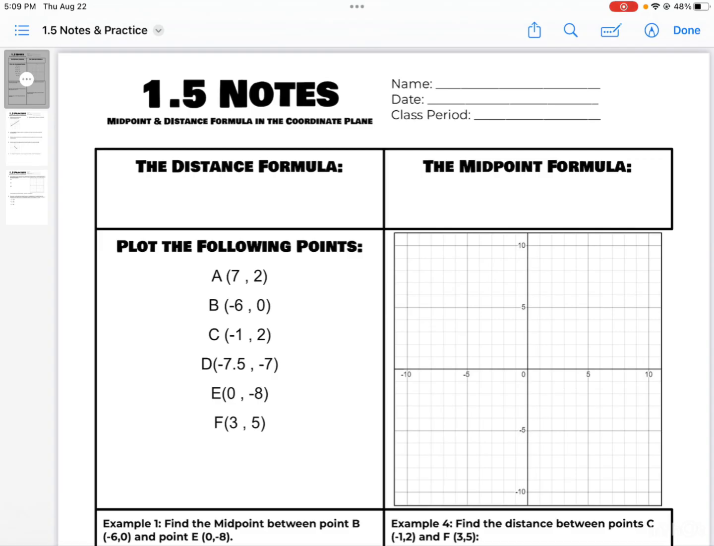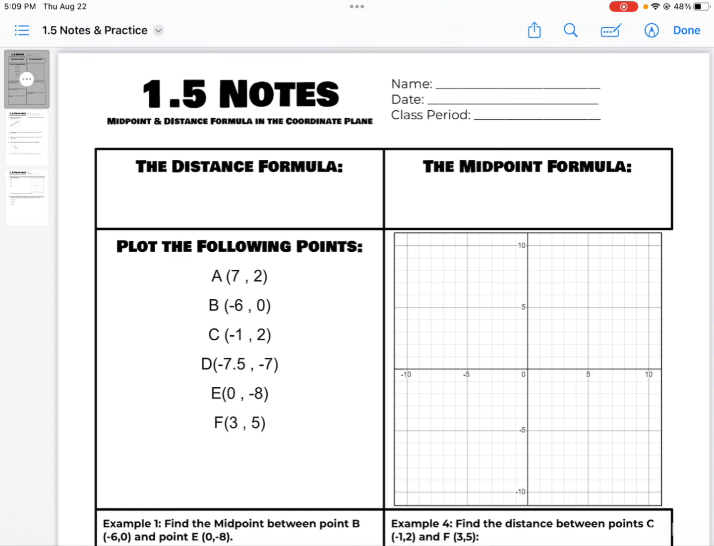For these notes, we're going to be looking at the midpoint and the distance formula on a coordinate plane and actually be putting those to use. So these are pretty quick notes, and I'll go over them with you, talk about what the formulas are, and then do a couple of examples with you. And then the practice is going to be more of the same, using the formulas with some practical applications.